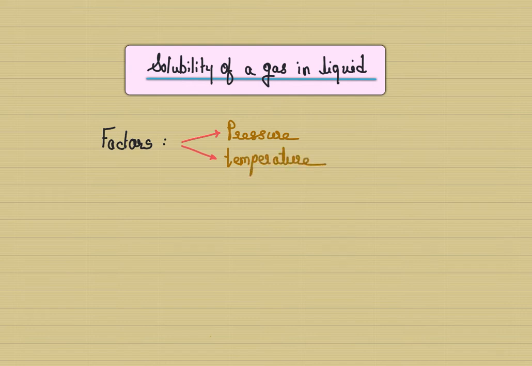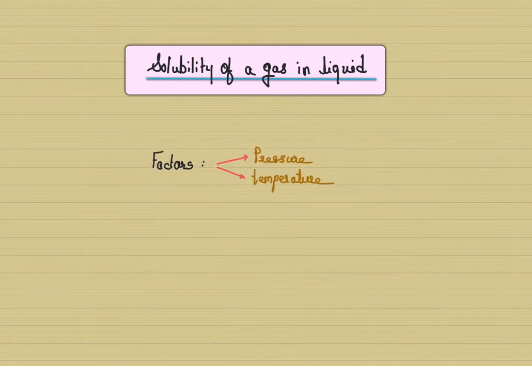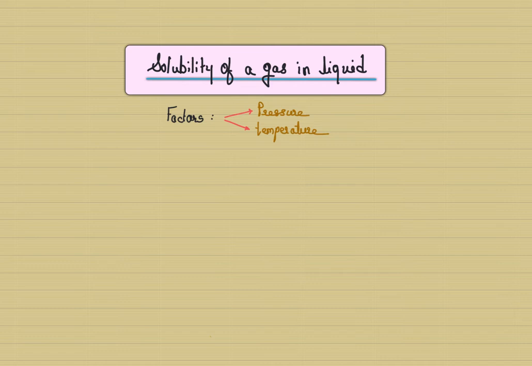So let us now understand the solubility of a gas in a liquid, the factors which affect the solubility of a gas in a given liquid. Two of the important factors which affect the solubility of any gas in a liquid solvent are pressure and temperature. So now we would explore the effect of pressure and temperature on the solubility of a gas in a given liquid solvent, starting with the effect of pressure.